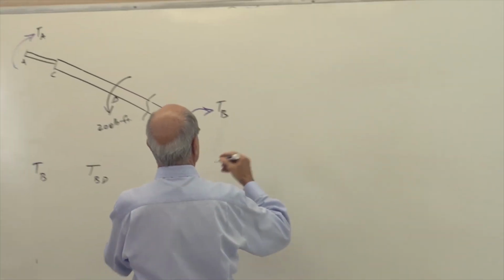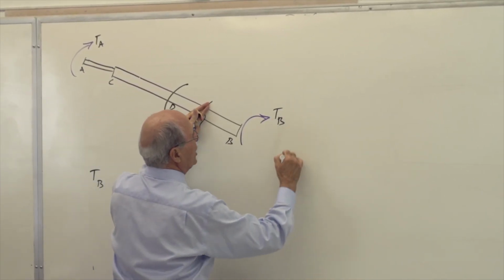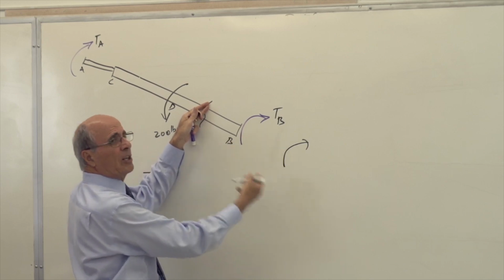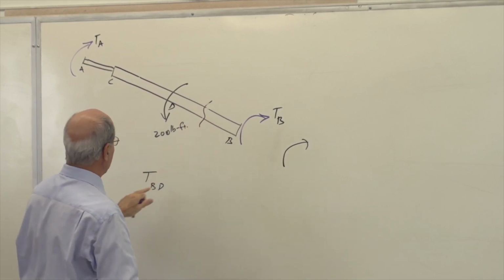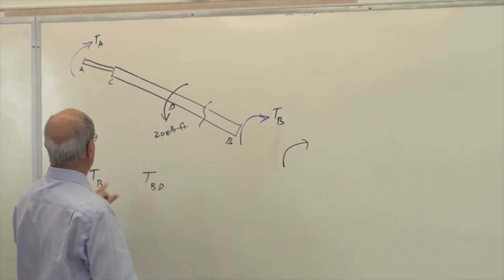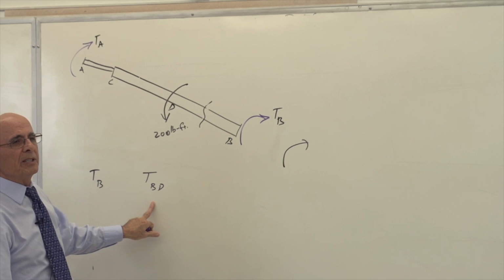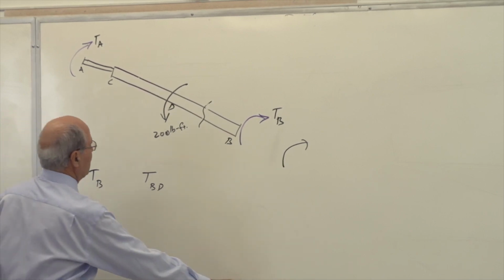However, let's assume this is the problem. If I want to calculate torque here, if I have one here, another one here, I have to add up. This is torque BD. This is torque at B. B is external. This is internal. Everybody understand that? This is the key for the other problem.